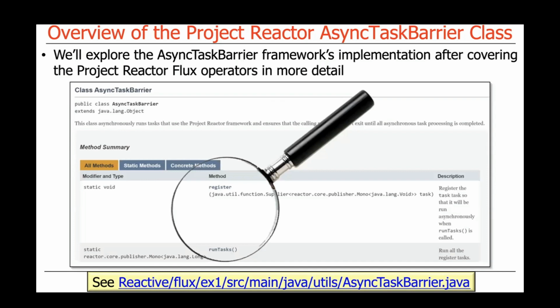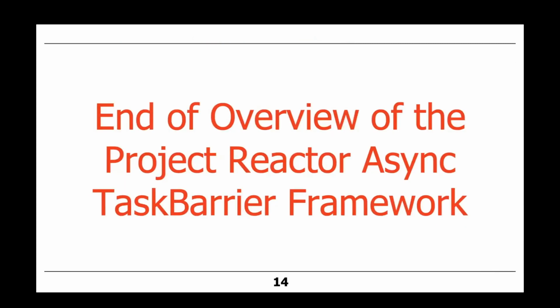We will take a closer look at the AsyncTaskBarrier's implementation details after we cover the Project Reactor flux operators in more detail in upcoming lessons. If we looked at them at this point, it probably wouldn't be very interesting because we haven't really talked about all the different features we're going to discuss here when we talk about fluxes and monos throughout the rest of the lessons. So we'll cover this later when the time is right. So that's the end of the overview of the AsyncTaskBarrier framework in Project Reactor.